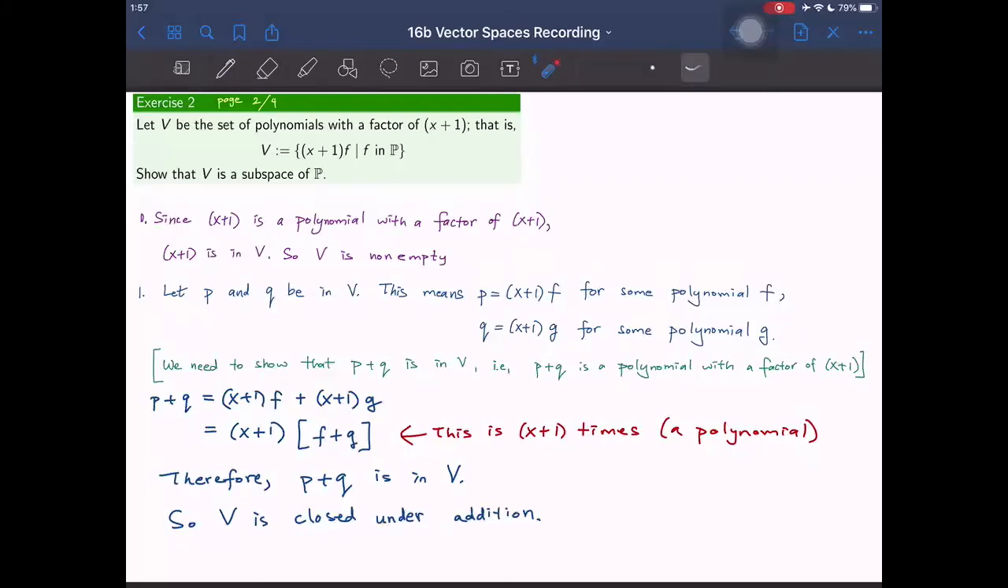To finish answering this question, I just need to show that V is closed under scalar multiplication.